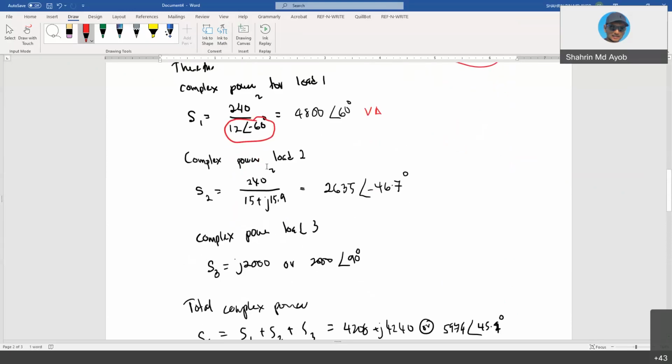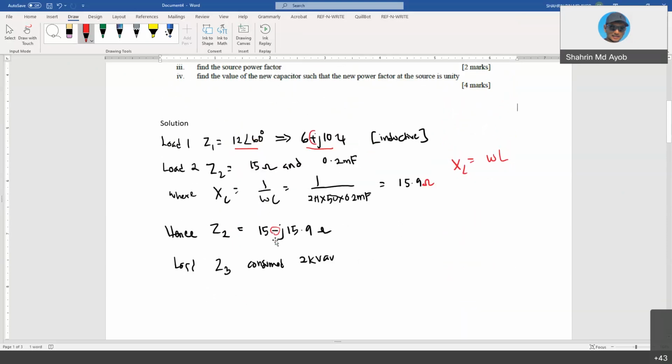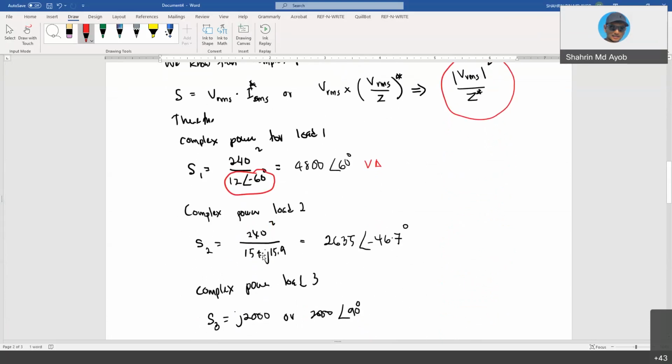And the second one is the complex power for load number 2. Same, so the voltage over the impedance conjugate. Right now the impedance is negative, right? So when it is conjugated, it becomes positive. So my complex power for load number 2 is 2635 angle negative 46.7 VA.